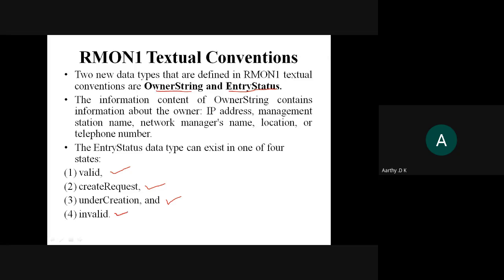Next, invalid. If a student gets a TC and is going to leave the college, then that particular roll number of that user is invalid. We don't use that student's roll number or register number. We don't reuse it, right? That is what is called invalid. So the entry status data type contains four states: whether it is valid, whether it is under creation, whether you are giving a request to create, and whether it is invalid. So these are the two data types that we have in remote monitoring one: owner string and entry status.